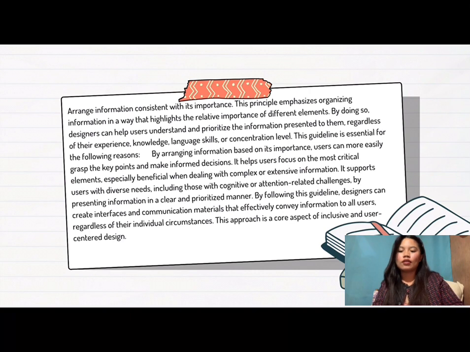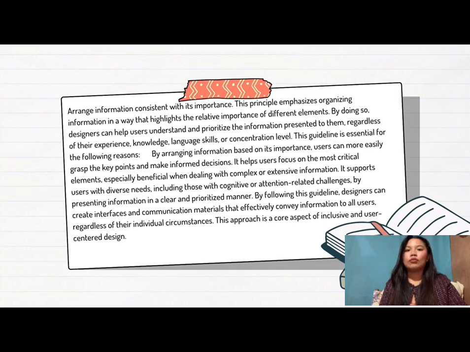Next is arrange information consistent with its importance. So this principle emphasizes organizing information in a way that highlights the relative importance of different elements. By doing so, designers can help users understand and prioritize the information presented to them, regardless of their experience, knowledge, language skills, or concentration level. This guideline is essential for the following reasons.